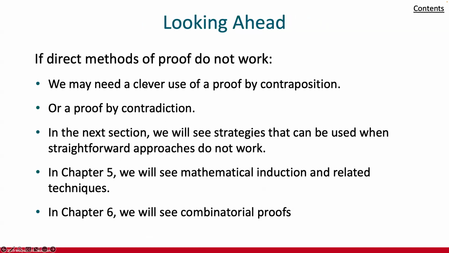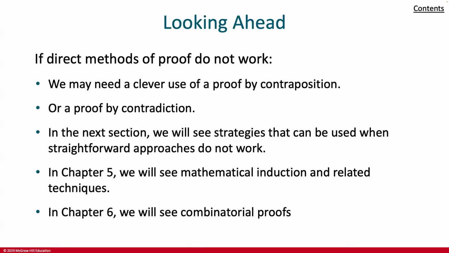So looking ahead, if direct methods of proof do not work, we may need a clever use of proof by contraposition. So this is where it starts to get into the art form, where we are trying to figure out ways to do proofs, and we want to be using in an elegant way all the tools we have available. So we can be using contraposition, we can use proof by contradiction. In the next section, we will see strategies that can be used when straightforward approaches do not work.